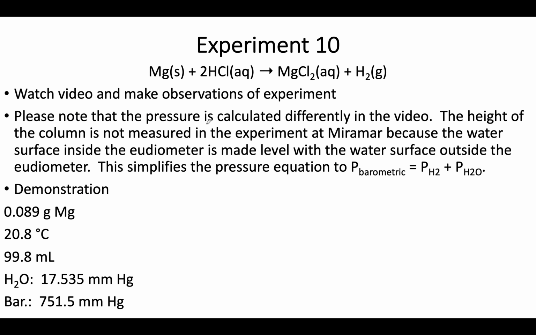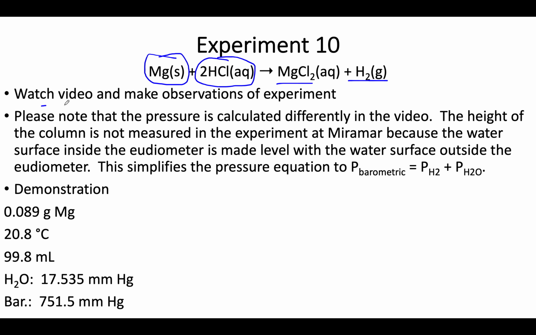So our experiment, this is actually a really good experiment. Students really enjoy this, and it goes quick. But this is taking a nice piece of metal, magnesium, and you add hydrochloric acid to it, and you get magnesium chloride and hydrogen gas. Okay, so that looks like reactions you've done. However, the setup is very different.